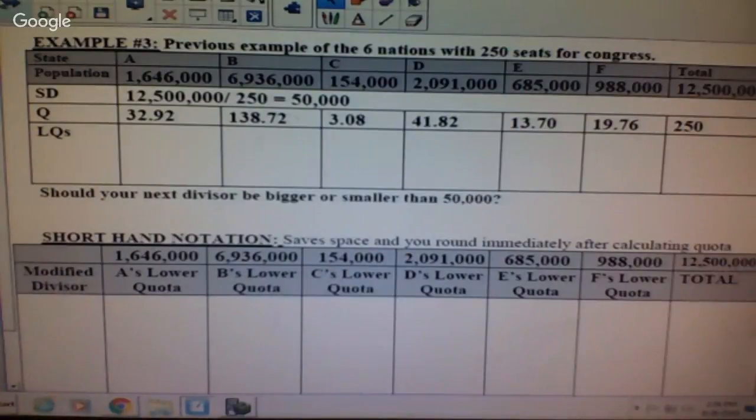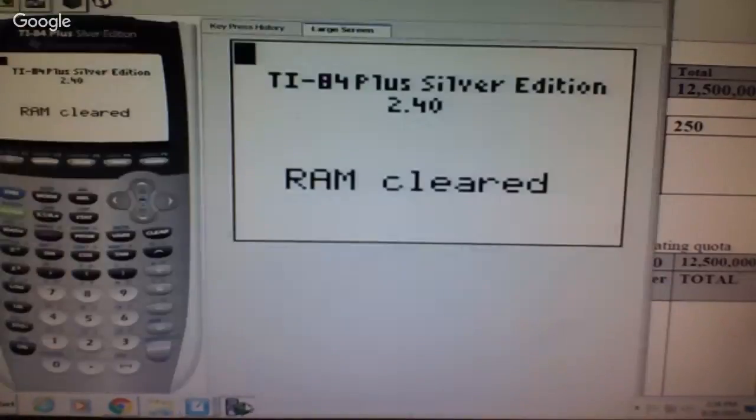All right. So in order to do this on the calculator, make sure your calculator is cleared out. Second plus 7, 1, 2.